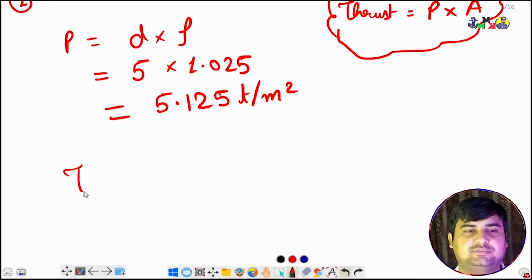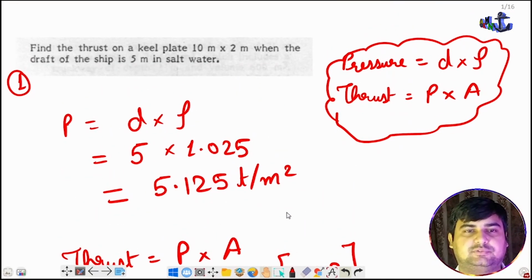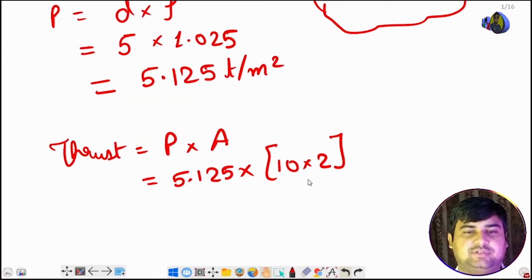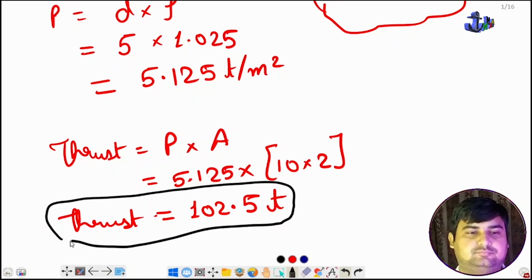To find out thrust, thrust is equal to pressure into area. Pressure is 5.125 and the area of a rectangle is 10 into 2, that is length into breadth. These are the dimensions given of the keel plate. So 10 into 2, it will come out to be 102.5 tons. So this is the thrust. Now, next question.